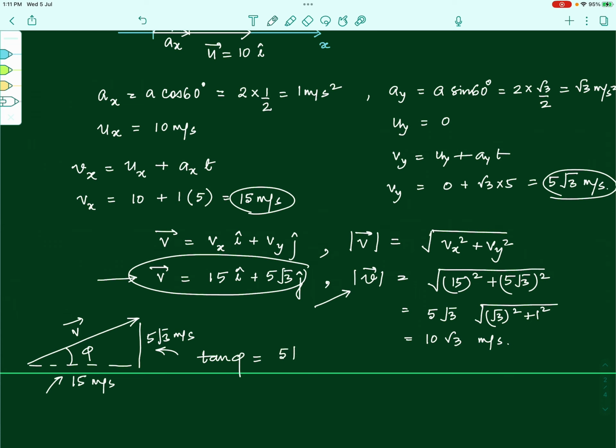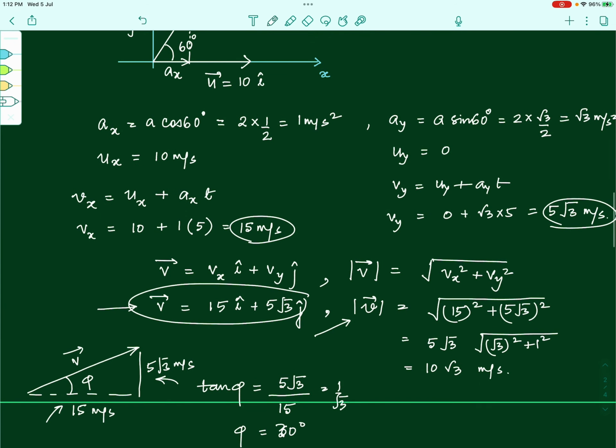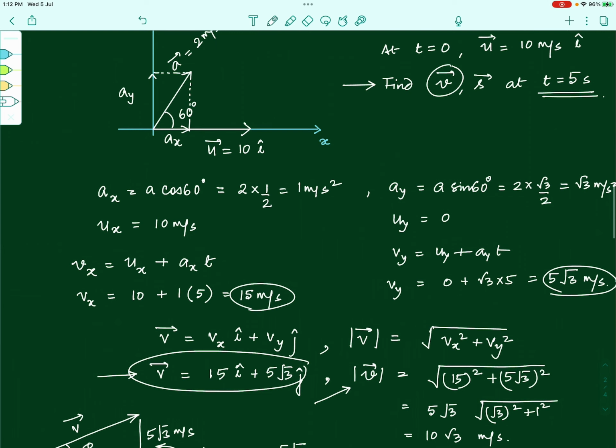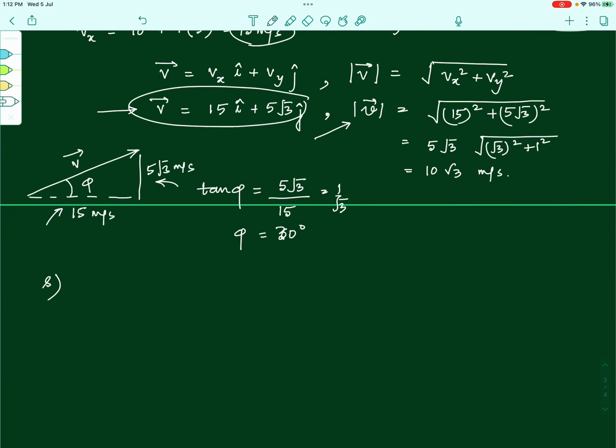So that in this case will be 5 root 3 by 15, which will be 1 by root 3, and you know that this gives us the value of phi as 30 degrees. Tan 30 is 1 by root 3, isn't it? So we can actually get the angle that the velocity vector makes with the x-axis at this particular time when the information is being asked, right? So we can get all the information about the velocity. Now for the second part of the question, this was the first part, finding out the displacement vector s, b part.